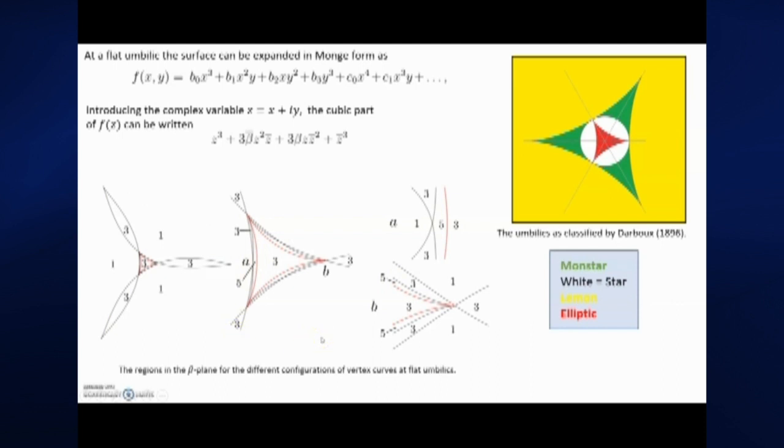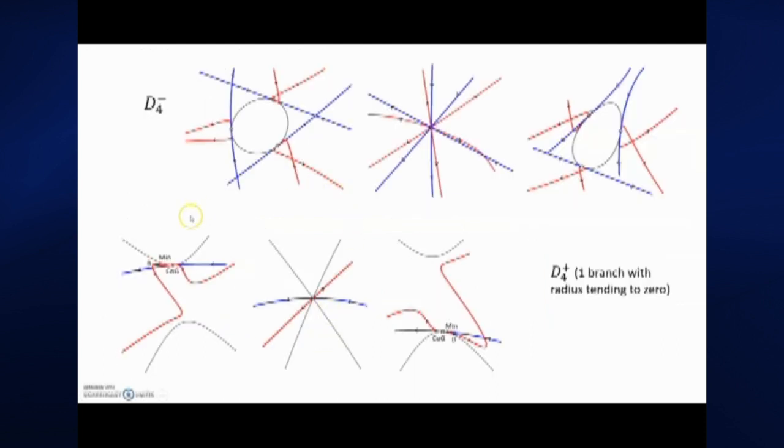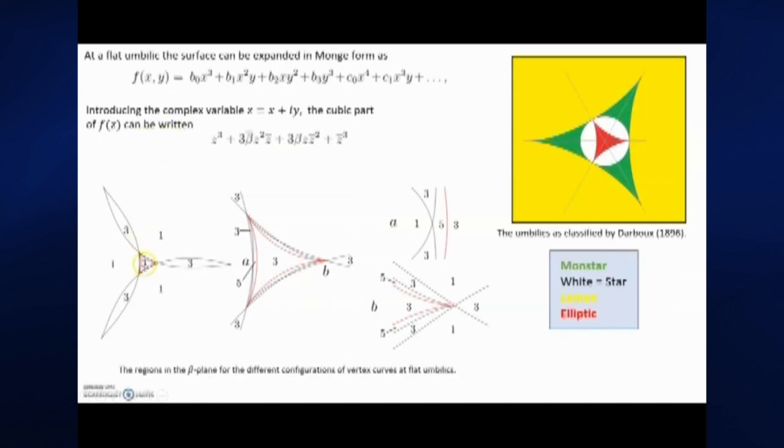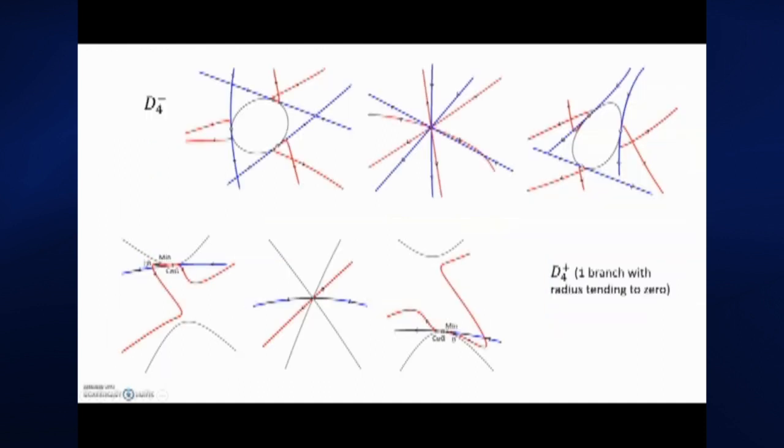Okay, so let's look at the pictures of these different types. So it's D4 minus, this is inside the red triangle. This is where we have 3 radius of 0 branches. So you see the red curve, the arrow points in the direction of increasing radius. So as you go along one of these red branches, the radius of the associated circle to the vertex curve approaches 0. So there are 3 red branches.